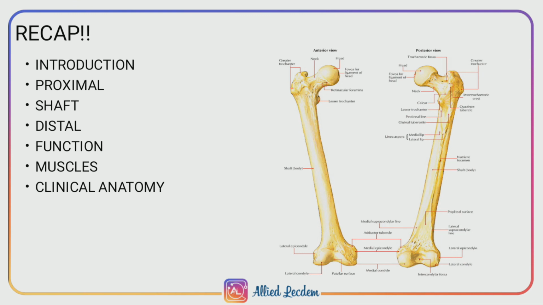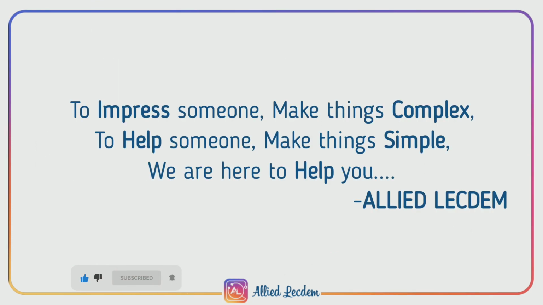Next, the clinical anatomy is the femur fracture, which is the most commonly occurring fracture, typically transverse, oblique, spiral, comminuted, and open fracture. So I hope you got a brief idea about the femur bone. So let's see in another video. Thank you.